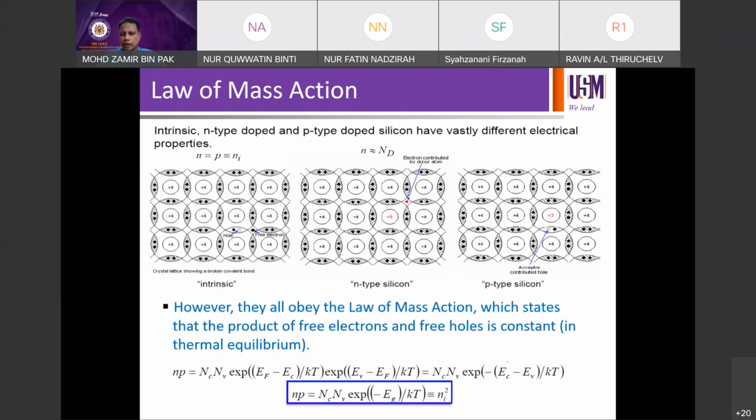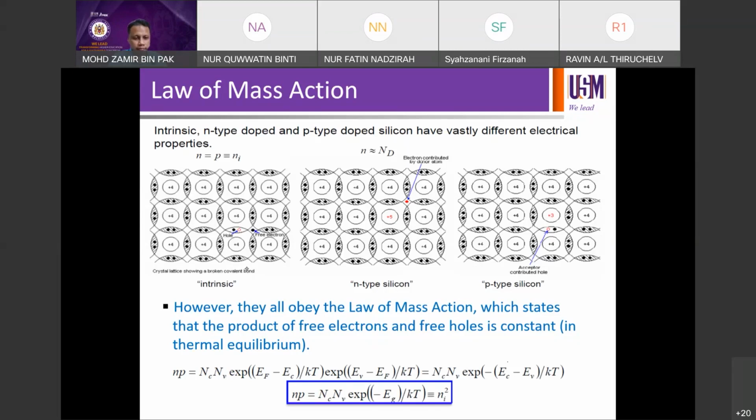The next concept that we're going to learn is the law of mass action. What is the law of mass action? It's going to be more and more important when you do the calculation later on. Intrinsic, N-type and P-type silicon have vastly different electrical properties. Intrinsic has Ni of 10 to the 10, and N-type or P-type may have different ranges of doping levels, but the whole idea is you're incorporating more and more electrons for N-type, more and more holes for P-type.